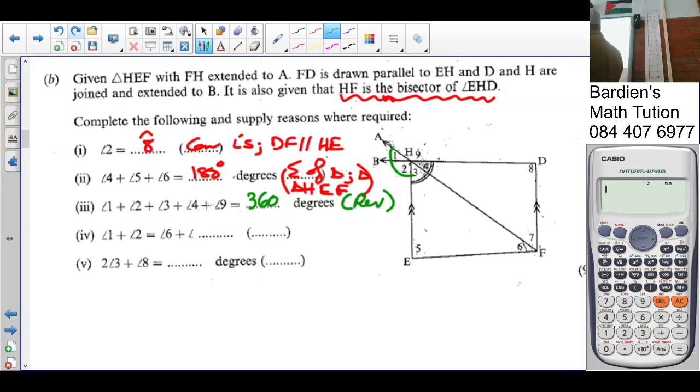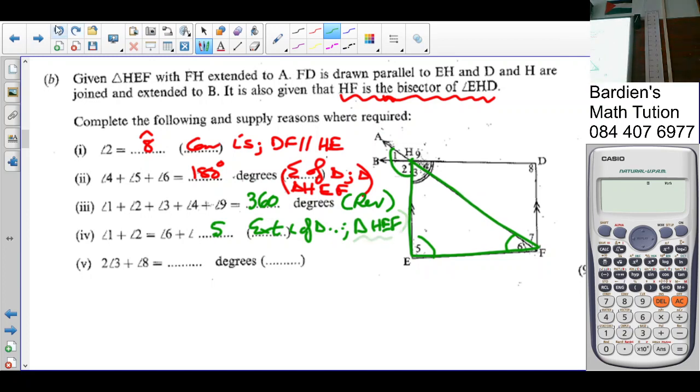That's the sum thereof, which is equal to angle 6 and 5. Why? Exterior angle of a triangle. Not so? And which triangle is that? Triangle HEF. Do I have to say this here? No, you don't have to say. Okay.